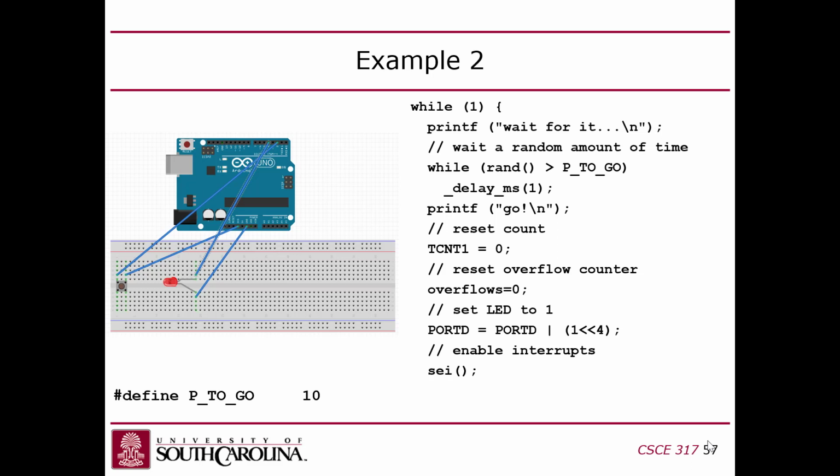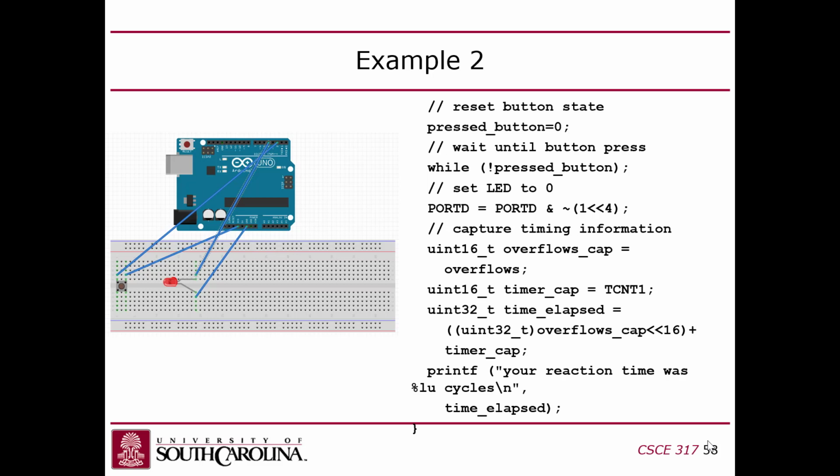Once it gets past that, it'll say go, and then it'll reset the counter. It'll reset the overflow counter. So this is the 16-bit counter, which is effectively the low order 16 bits, and this is the upper 16 bits of the counter. It'll set the LED to 1, so it'll light up the light, and then it'll enable the interrupts.